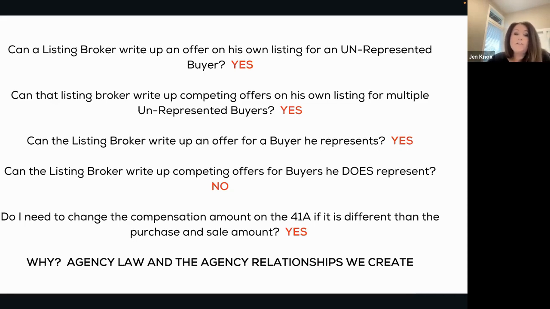Especially in the John L. Scott form, it lays out specifically that if this is different, then it is on the buyer to pay at closing. So if you are not intending on making your buyer pay that difference, please make sure it does match. And all of these scenarios go back again to remembering who we represent, remembering the agency relationships that we create, and being as transparent as possible with those we represent.